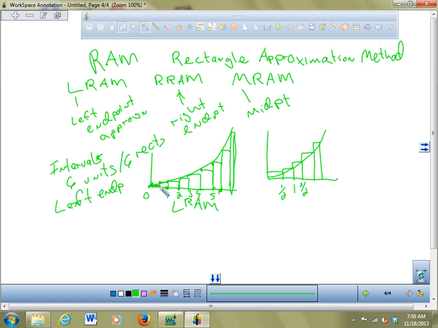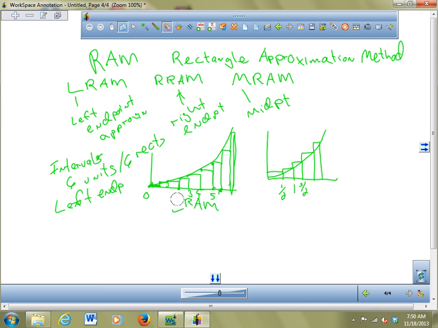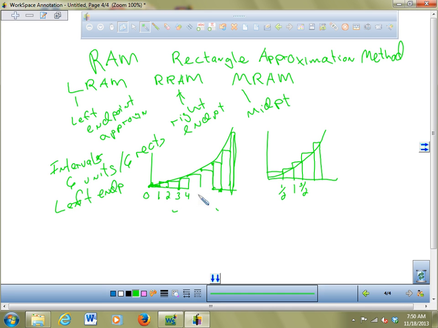The first rectangle would go from 0 to 1. The next one would go from 1 to 2. The next one would go from 2 to 3. Next one would go from 3 to 4. The next one would go from 4 to 5. The next one would go from 5 to 6. And then you'd stop. There's one rectangle with no area. So 2, 3, 4, 5, and 6 rectangles.